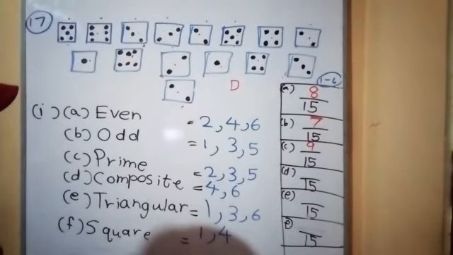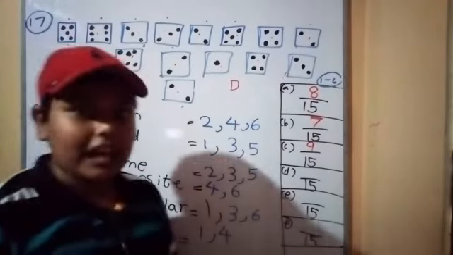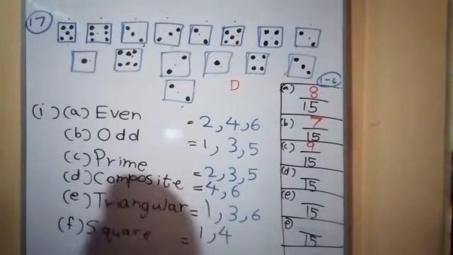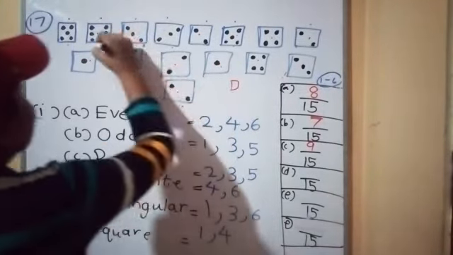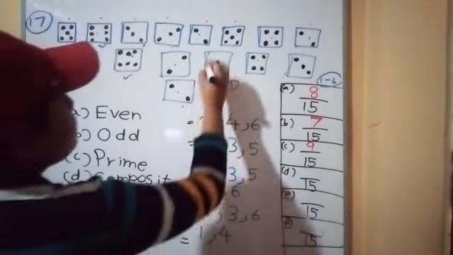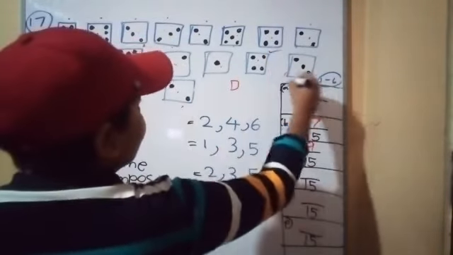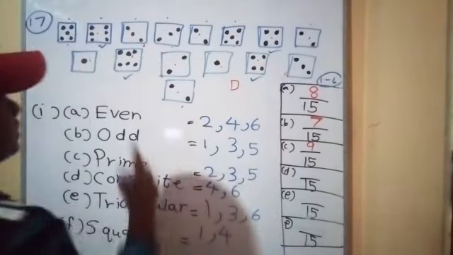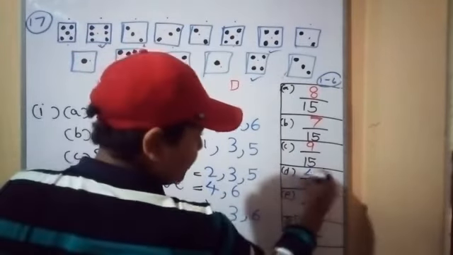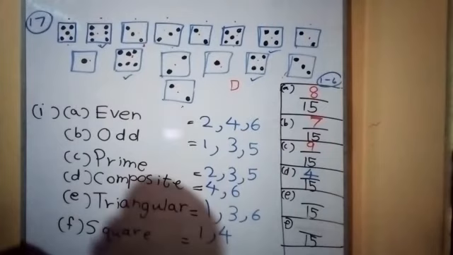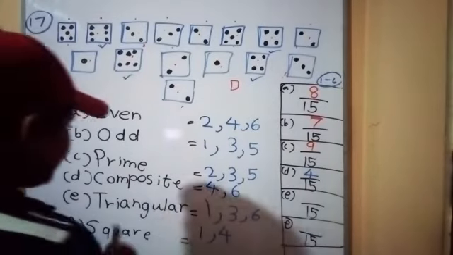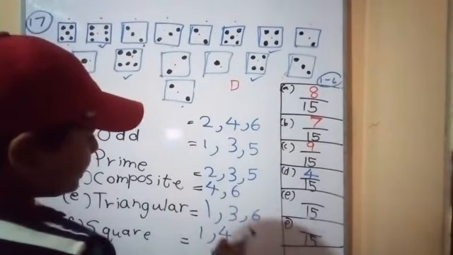Okay, the composite numbers they have 4, 6. So 4, 6 only. Now they are 6 have. They are also 6 have. They are 4 have. So 1, 2, 3, 4. 4 only. Okay? The 4 only.